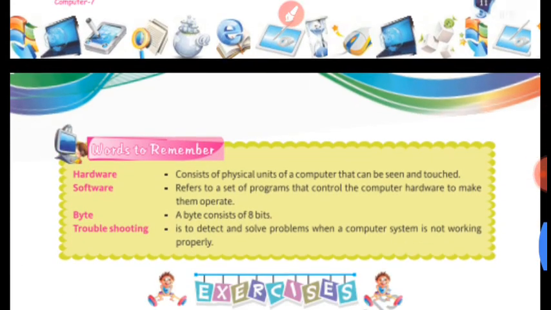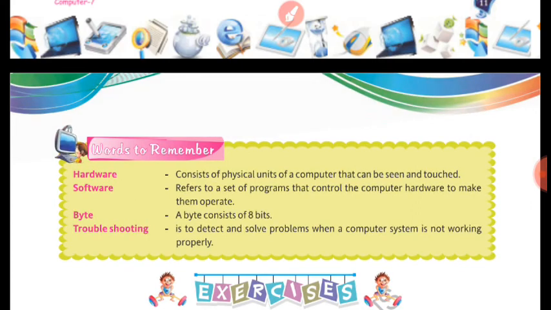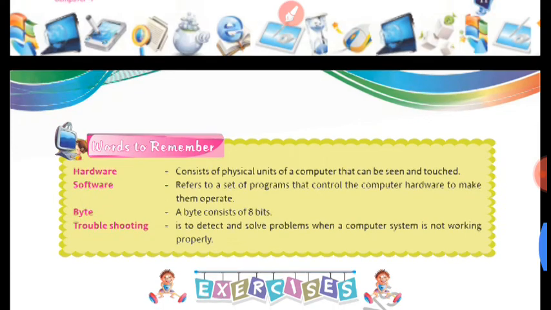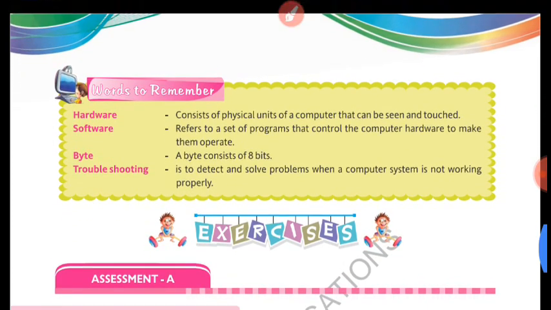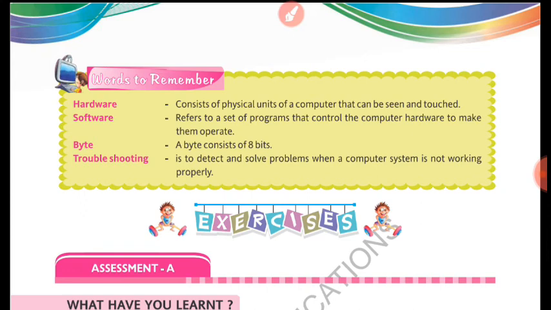Right, so this lesson is over. What to do? You have to revise. If you have not understood anything well, you have to revise all 4 parts. These are some words to remember: hardware, software, byte, troubleshooting. These all 4 topics I have already explained to you.